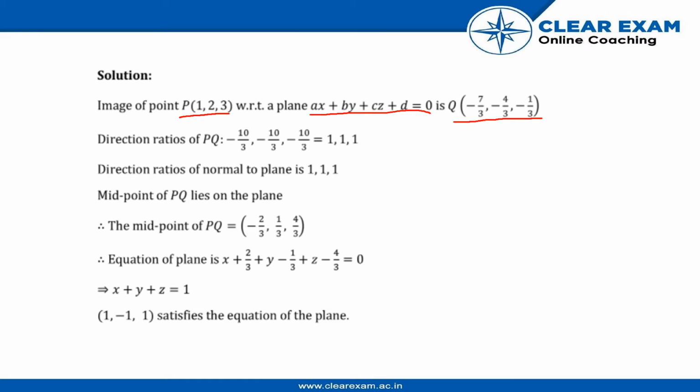Now the direction ratios of PQ are simply -10/3, -10/3, -10/3, which, taking to the simple ratio format, is 1, 1, 1. So the direction ratios of the normal to the plane are also 1, 1, 1.